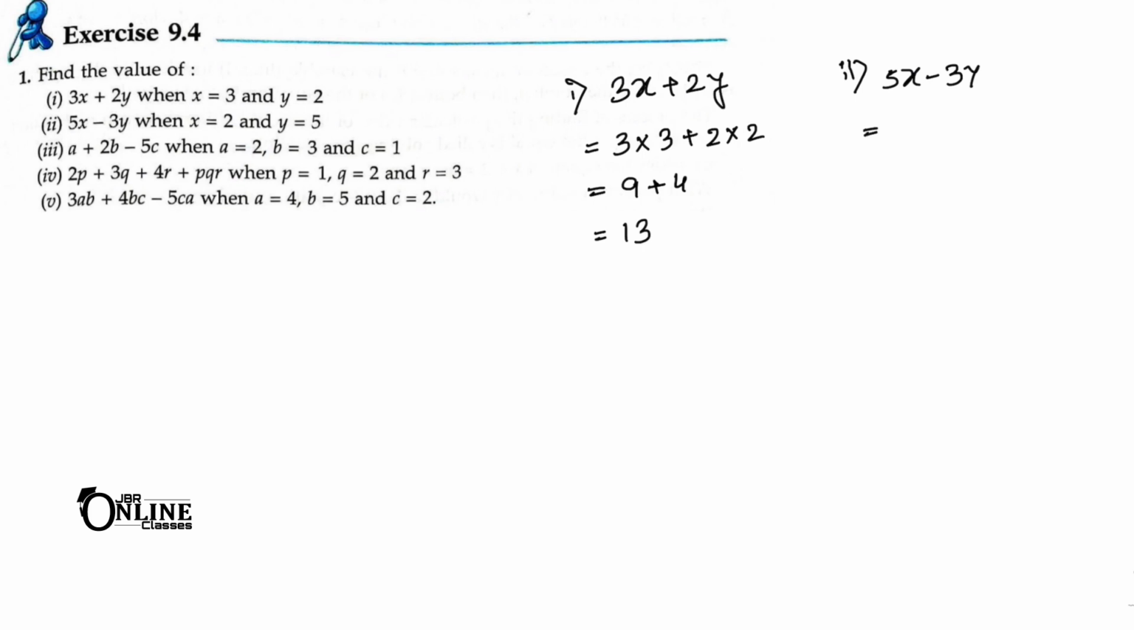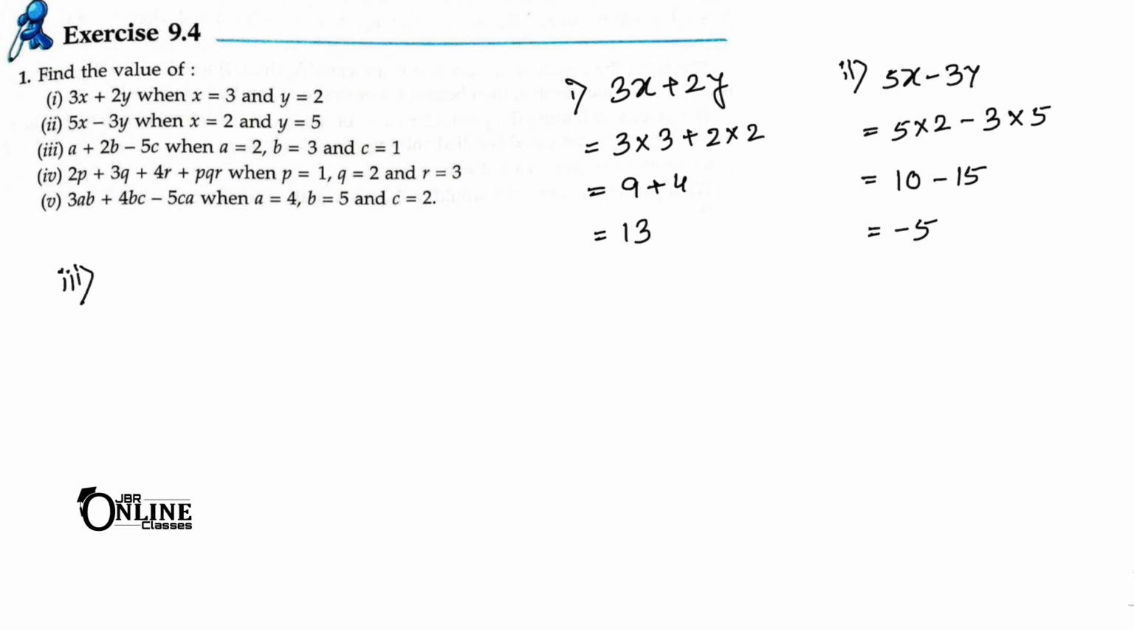Now the next one, 5x minus 3y. As x equals 2, so 5 into 2, and as y equals 5, so 3 into 5, so 10 minus 15, and that equals minus 5. Now next one, number 3.